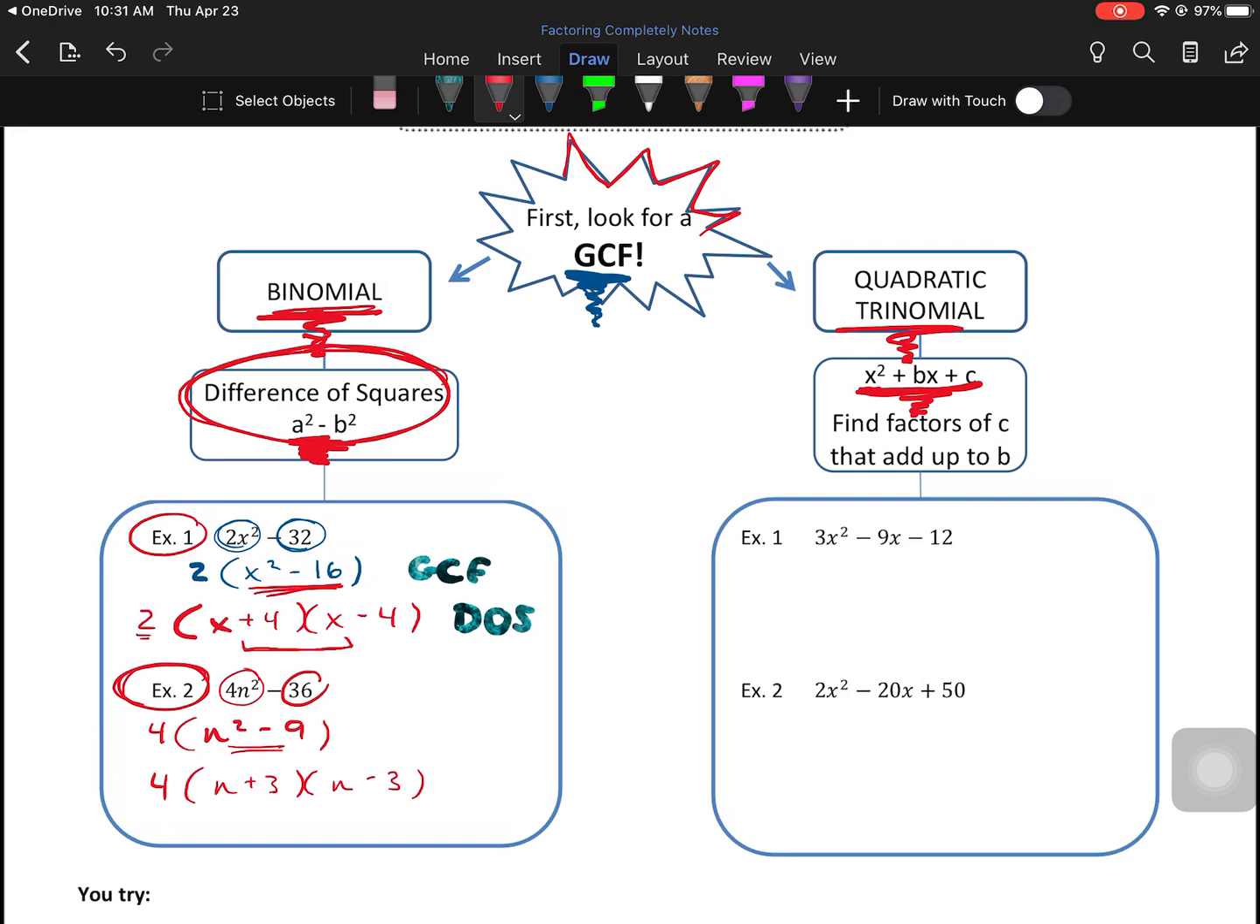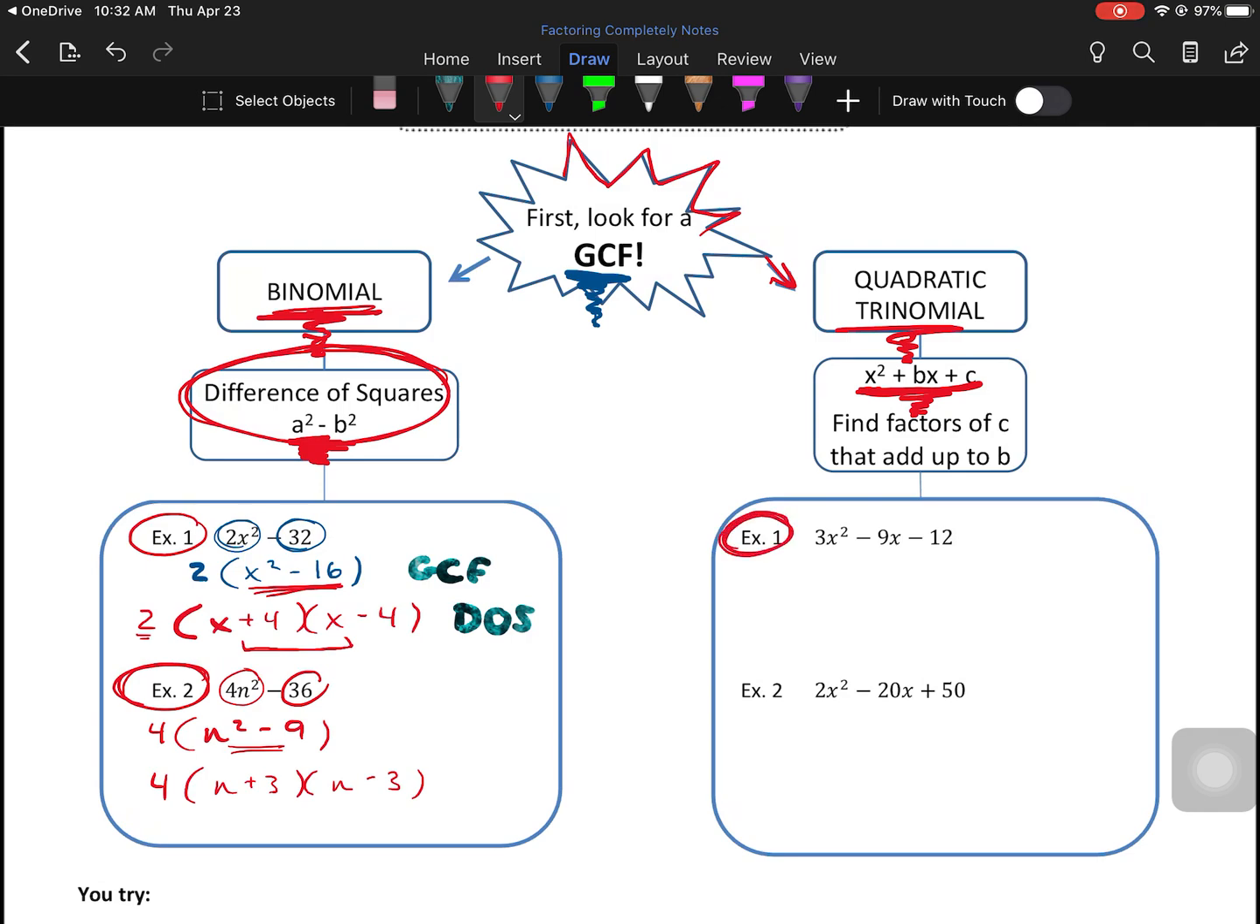Okay, so that is factoring completely with a GCF and a difference of 2 squares. Now, if we go over to the right side, let's say we look for a GCF and then we see that we have a trinomial. This is going to be very similar, except the second stage of the factoring is going to be different because we're working with a trinomial.